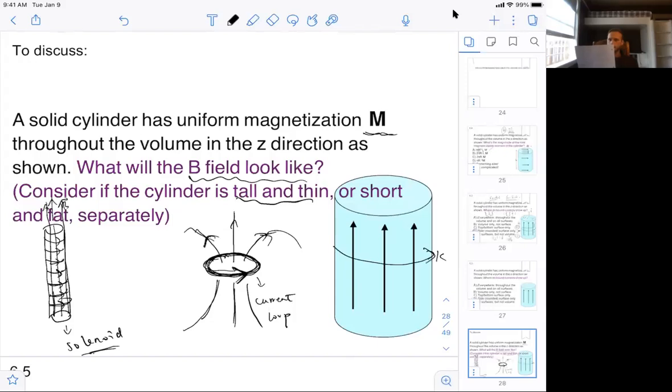All right, that's all we're going to do for today. On Wednesday, we will do the rest of the discussion on the volume bound current, and we can see some examples of how to calculate it. So I will see you guys on Wednesday.